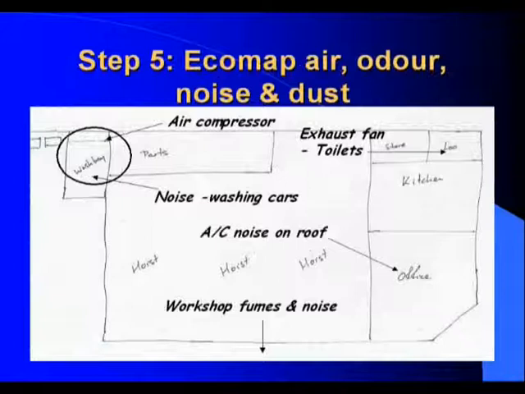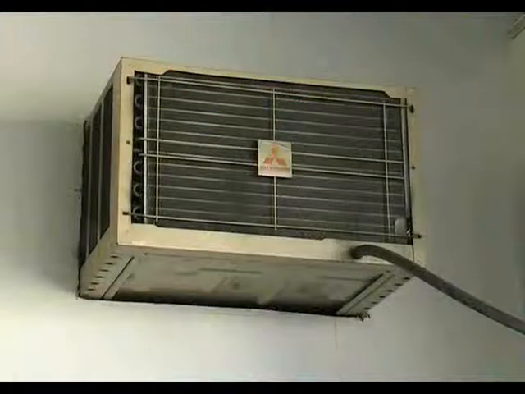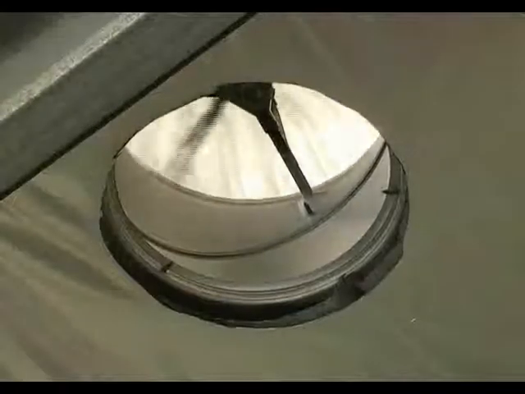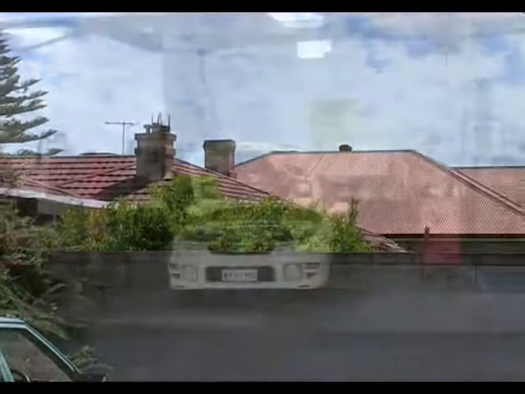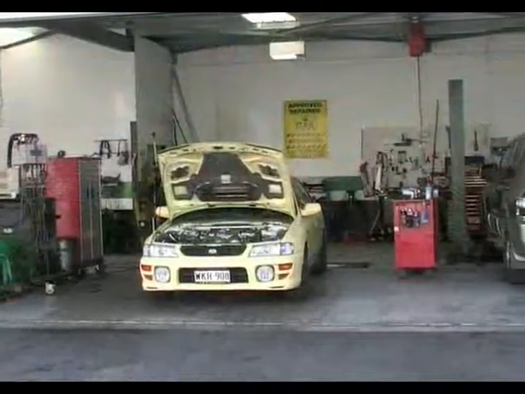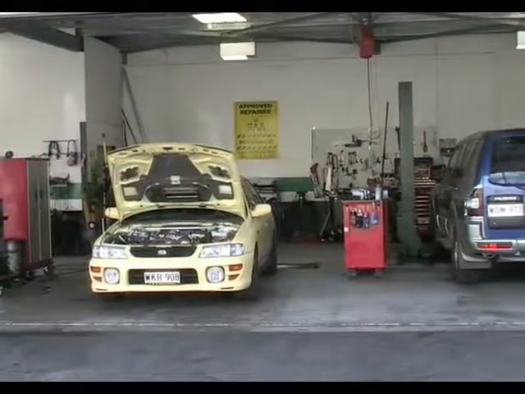Step 5 identifies odour, noise and dust issues. On the map, staff have identified a noise issue with a compressor at the back of the premises that is used with the high pressure cleaner in the wash bay. The air conditioner has been identified as a potential noise issue along with exhaust fans. These could impact on neighbouring businesses or residential dwellings. Fumes from cars being serviced could also impact on nearby businesses.